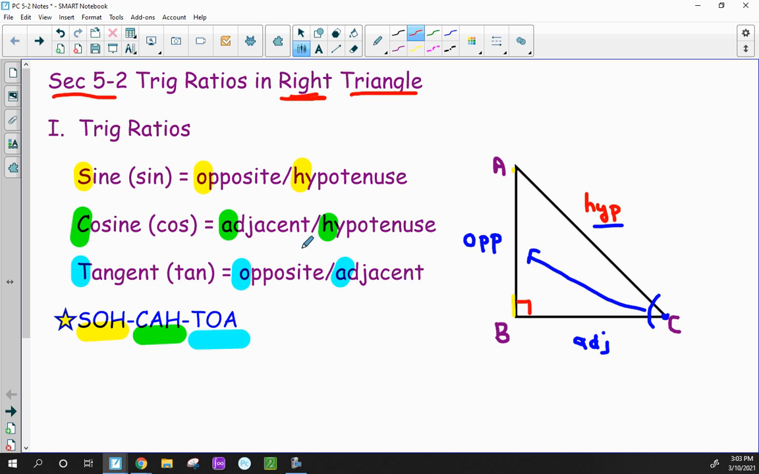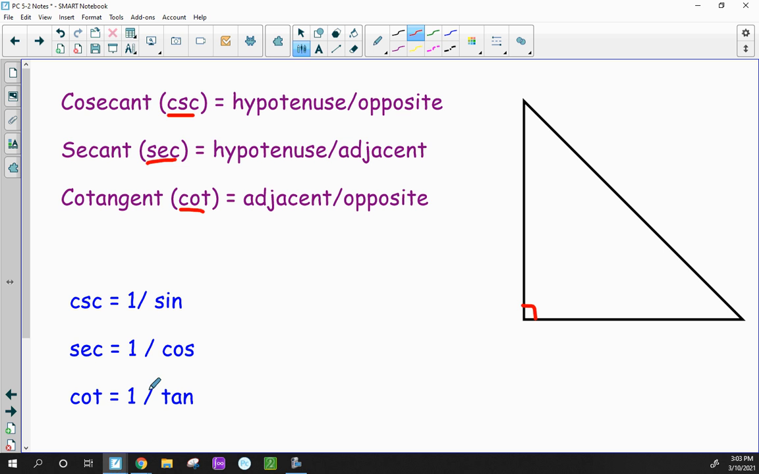Once you know and understand SOHCAHTOA and the definitions for those, and the relationship among these with the other three, then this becomes easier. So cosecant is the reciprocal of sine, so that's why it's H over O. Secant is the reciprocal of cosine, H over A, and cotangent is the reciprocal of tangent, A over O.